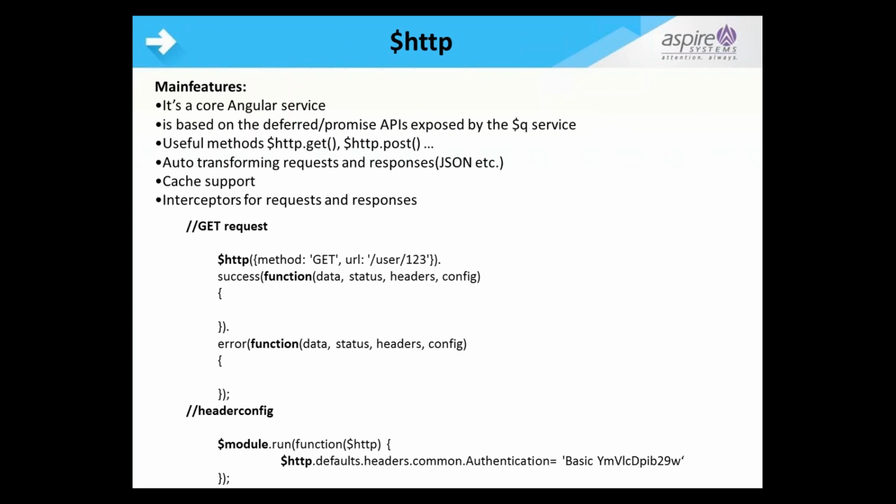And what is it? As I said earlier, there are certain different types of things that come with Angular, right? Controllers, directives, services, factories, and all. And there are directives which are inbuilt. For example, give me names of some inbuilt directives. ng-if. So likewise, we have an inbuilt service called $http. So it's a core Angular service. So if you are using an Angular application and you want to communicate with the server, the first thing you will use is $http. And it is based on the deferred promise APIs exposed by $q.